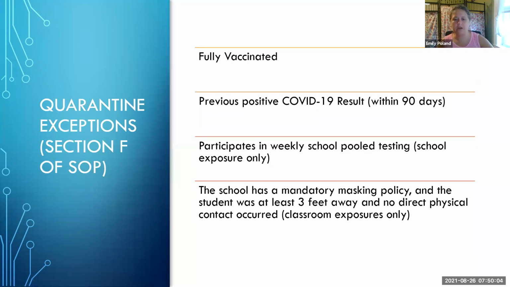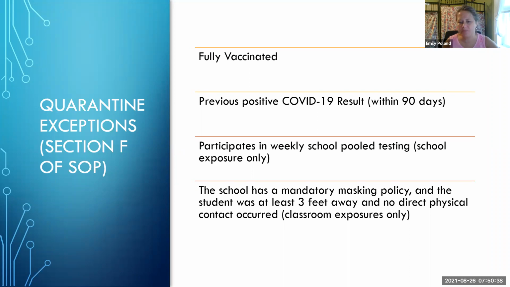All right, so this is the tricky part, right? These are the exceptions to quarantine. There are 4 exceptions to quarantine. This is section F of the SOP on page 5. I want to make sure everyone understands this. This is an exception to quarantine. It is not an exception to being a close contact. So these people are close contacts, but they have exceptions to quarantine. They have the exposure, but they have some ways to get out of quarantine.